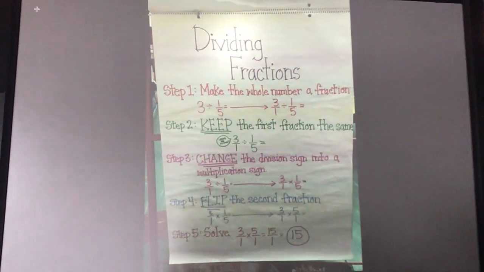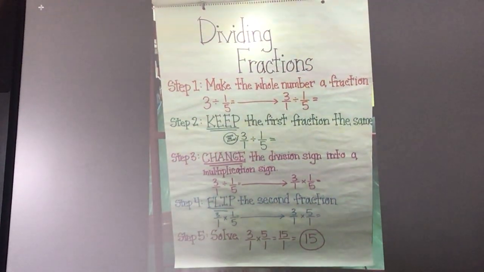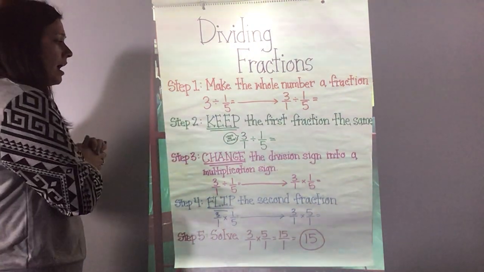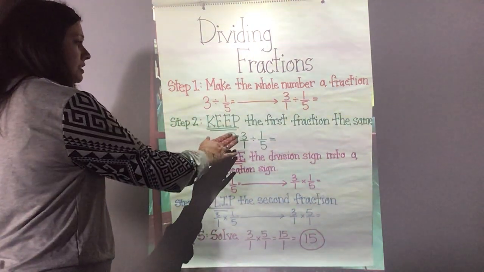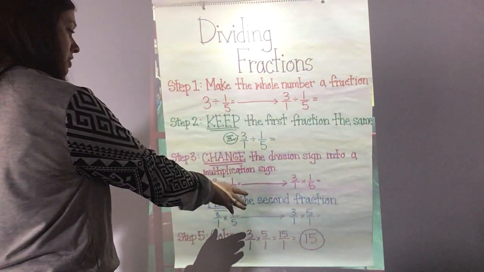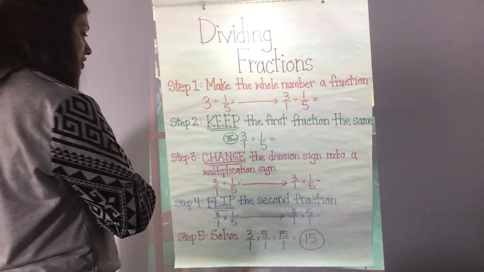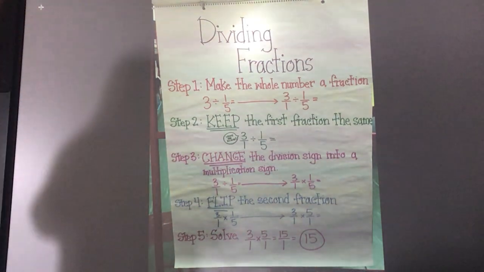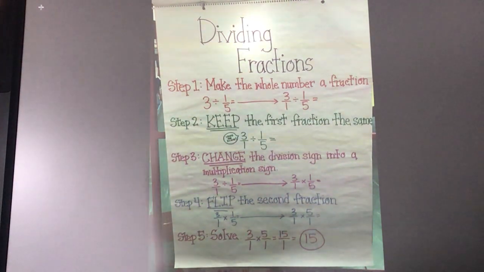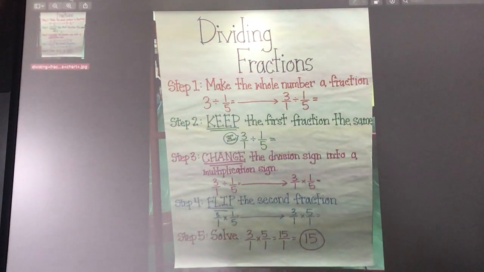It gives us steps 1, 2, 3, 4, and 5. It says how we need to make a whole number into a fraction. We always keep that first fraction the same. We flip, we change that second fraction, we make the division sign into a multiplication sign, and then you solve. The only thing I don't like is that this chart doesn't remind you at the end that you need to simplify, okay? So make sure you guys do that.